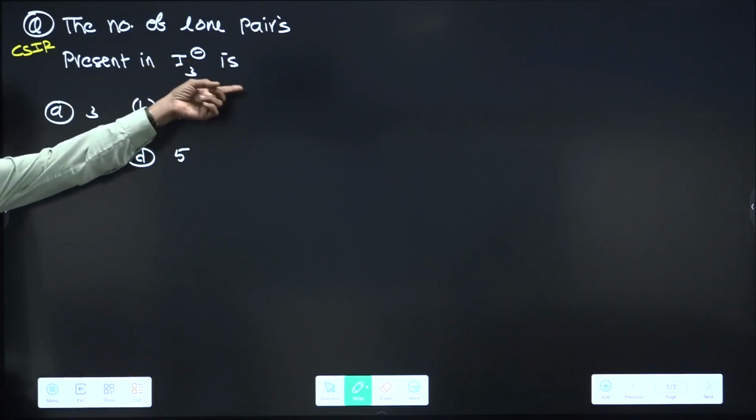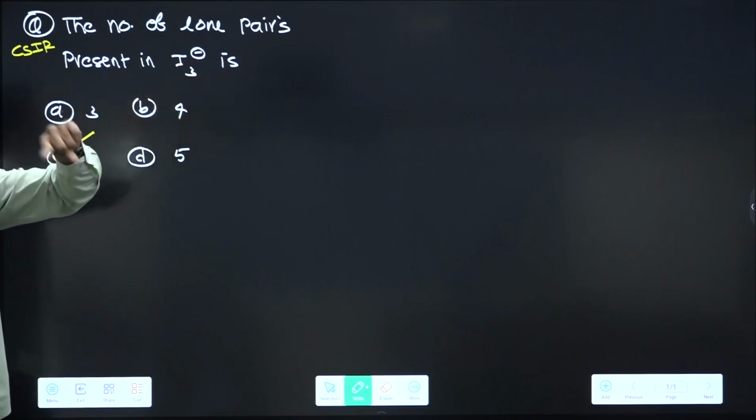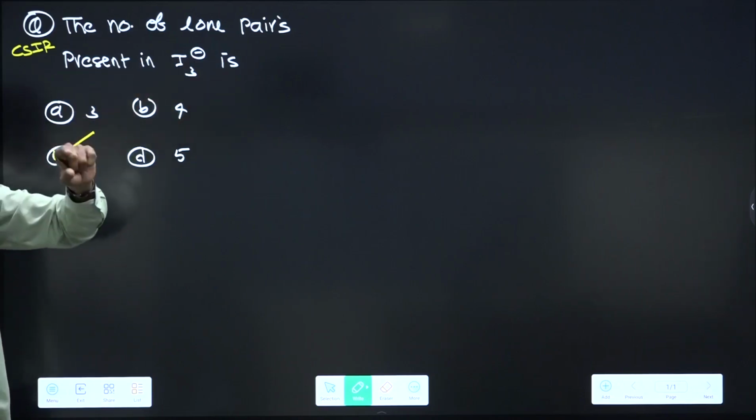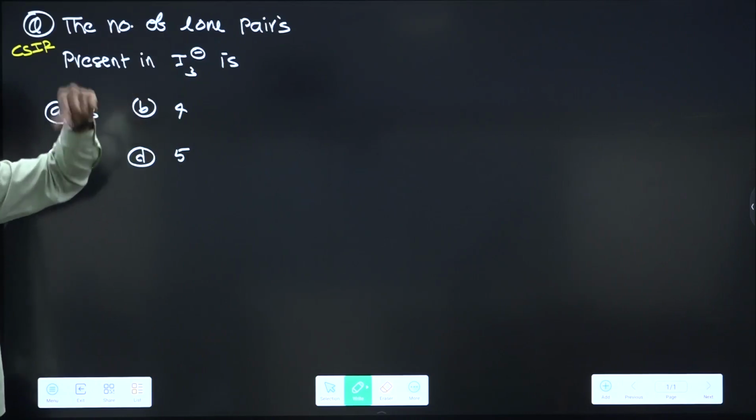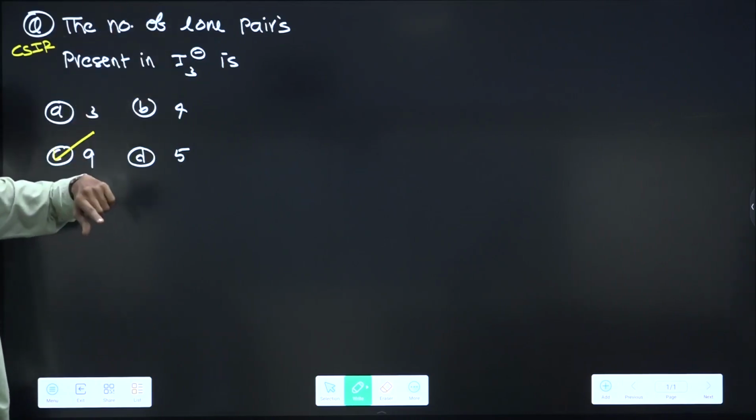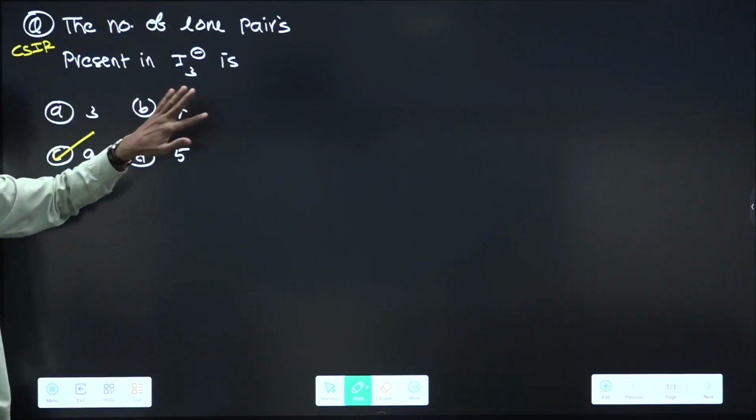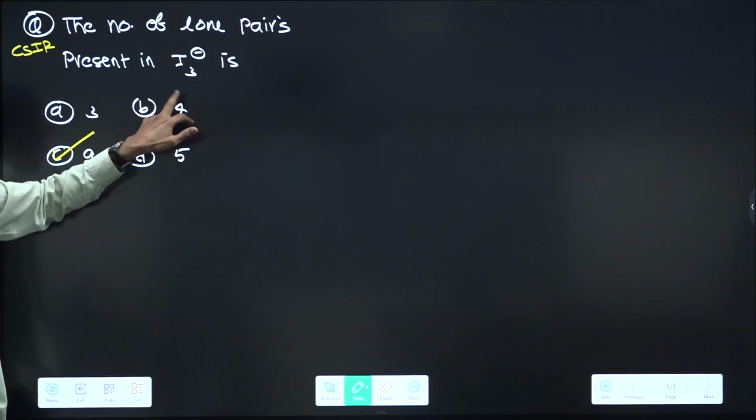Already I have given I3 minus, so for the central atom you will get 3. What about the surrounding two iodines? Above, iodine has 3 lone pairs, and below, iodine has 3 more lone pairs. Total 9 lone pairs. Clear?